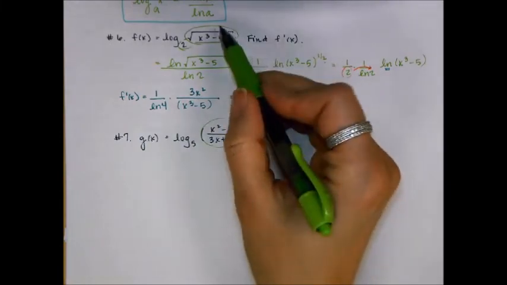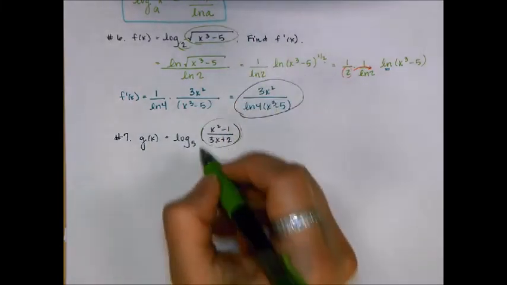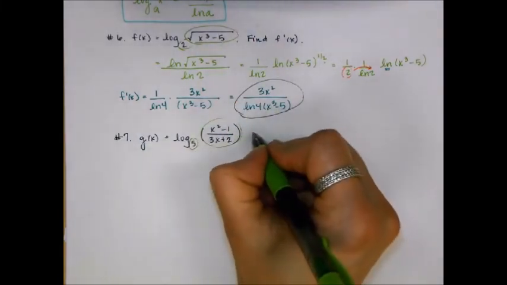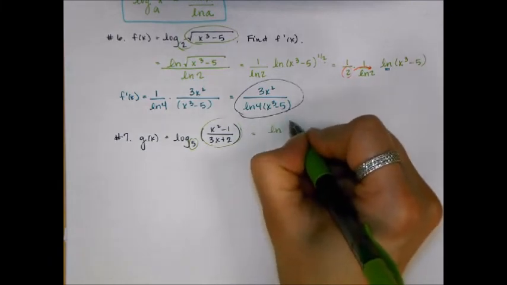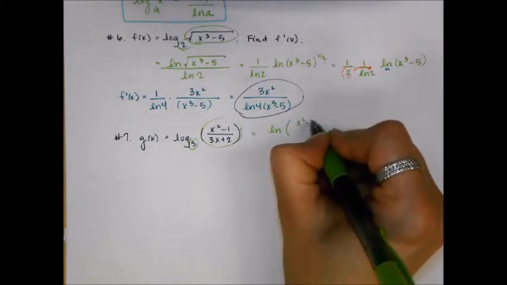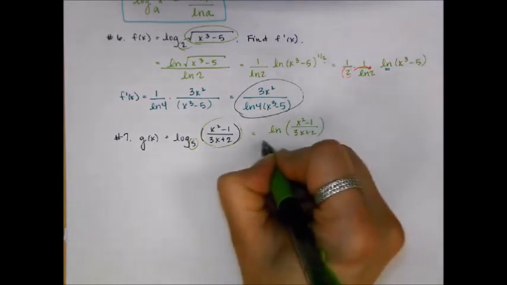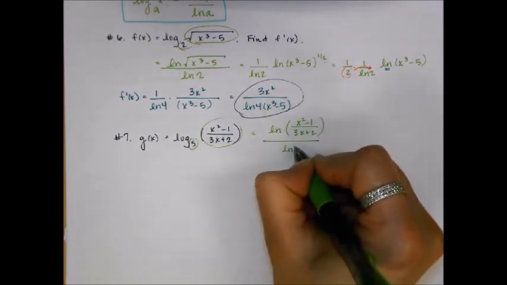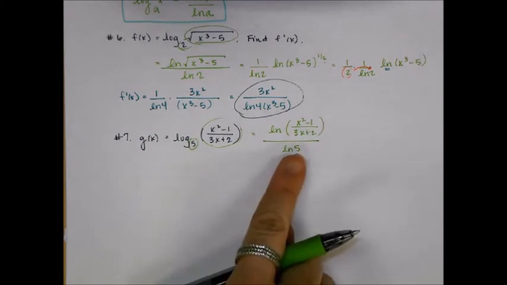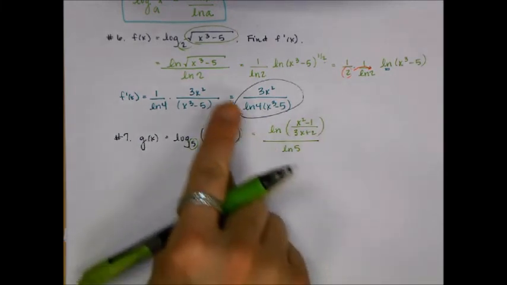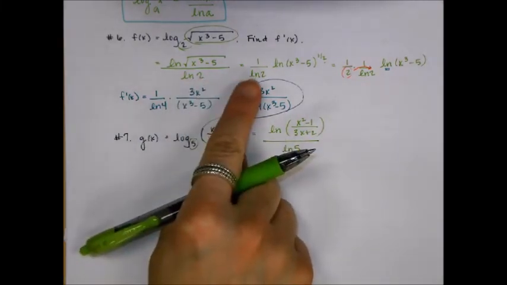So this will become the natural log of x squared minus 1 over 3x plus 2 divided by the natural log of 5. So this natural log of 5, just like last time, it's a number, so we're just going to pull it out front. 1 over natural log 5.